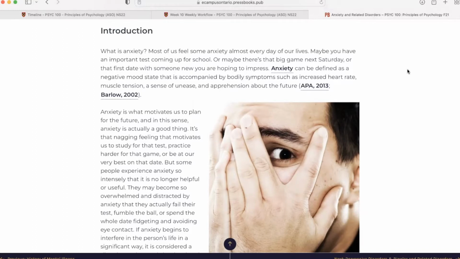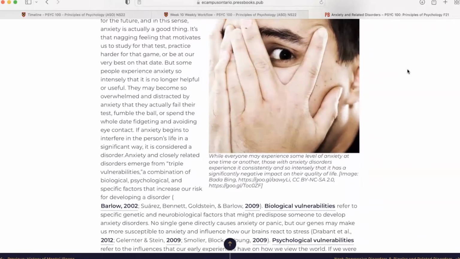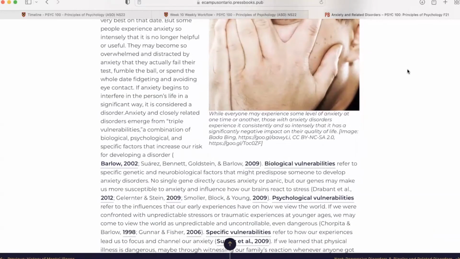Anxiety is what motivates us to plan for the future, and in this sense, anxiety is actually a good thing. It's that nagging feeling that motivates us to study for that test, practice harder for that game, or be at our very best on that date. But some people experience anxiety so intensely that it is no longer helpful or useful. They may become so overwhelmed and distracted by anxiety that they actually fail their tests, fumble the ball, or spend the whole date fidgeting and avoiding eye contact. If anxiety begins to interfere in the person's life in a significant way, it is considered a disorder.